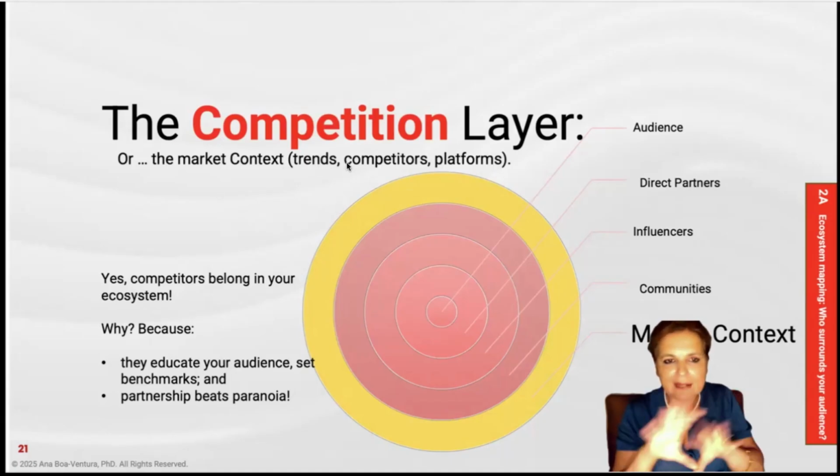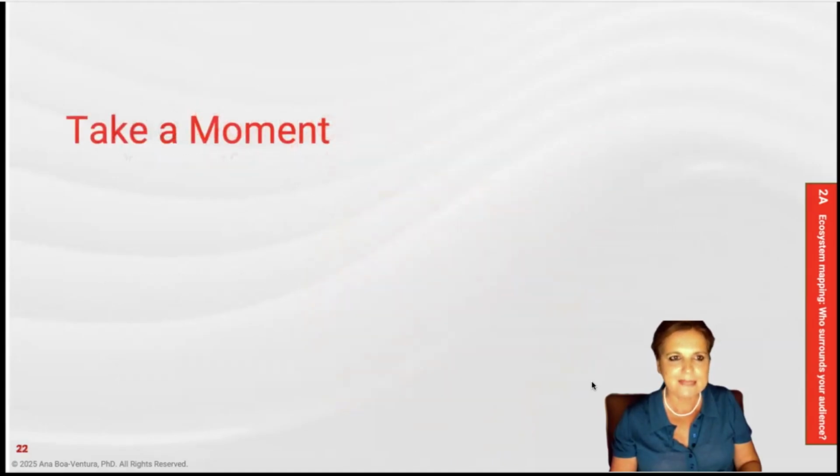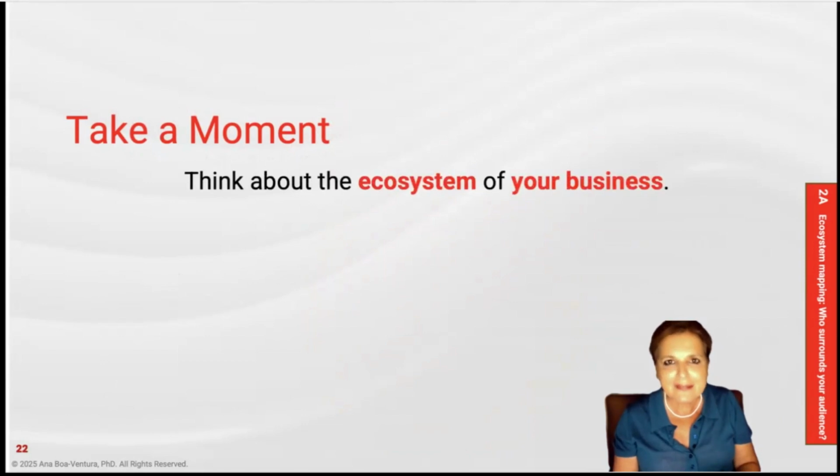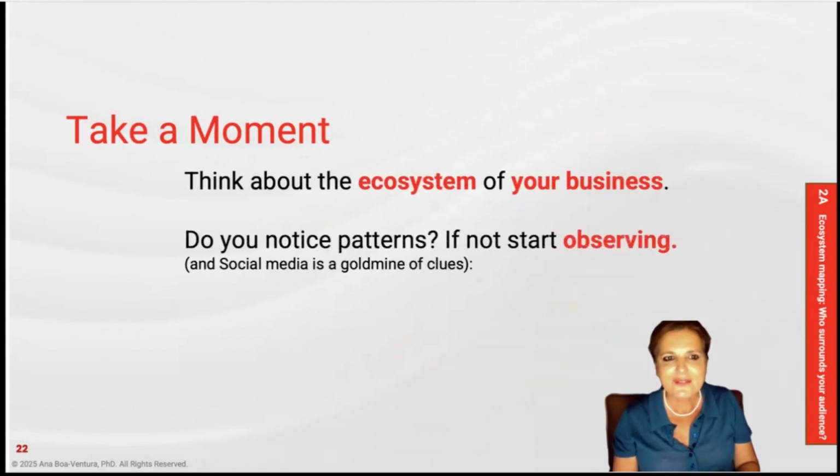Everything, including competitors, is called the market context, this outer layer, okay? It's also very important to understand it. So right now I want you to take a moment and think about the ecosystem of your business, right? Do you notice patterns? And if you haven't, because you have not been thinking in terms of ecosystem, start observing. Social media is a gold mine of clues. Reddit is a gold mine of clues. So start seeing if there are patterns.